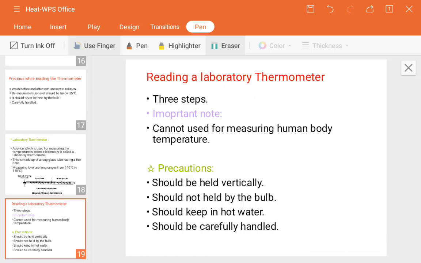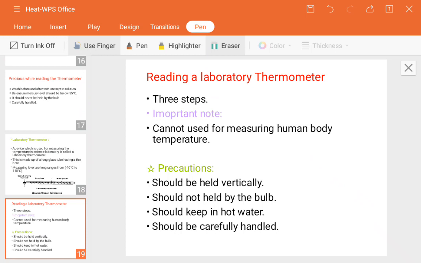Next, how to read the laboratory thermometer? Here are the steps. In the first step, first of all, take some hot water in a beaker. You have to take one beaker, like a chamber, and in that you have to take hot water.